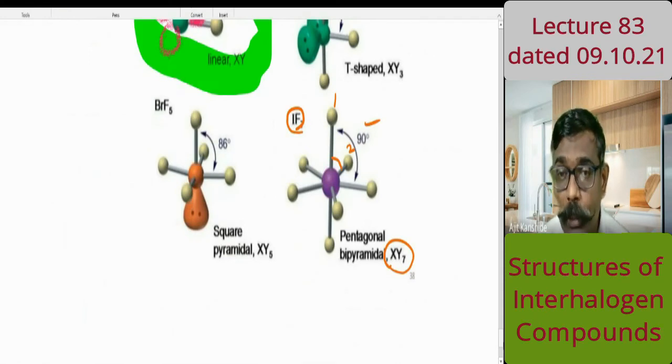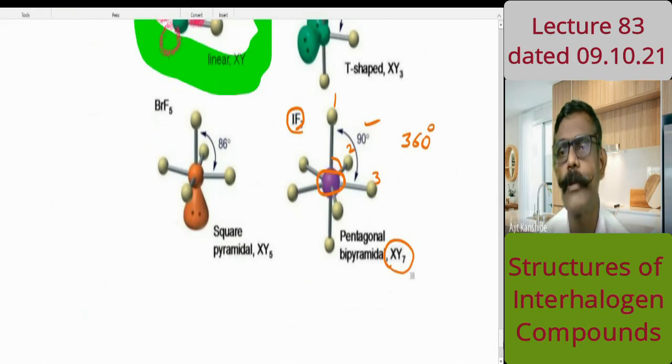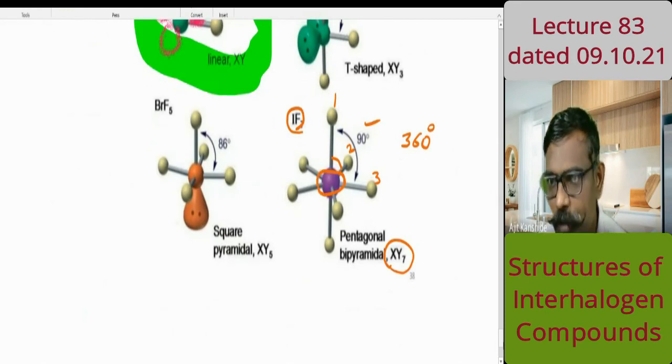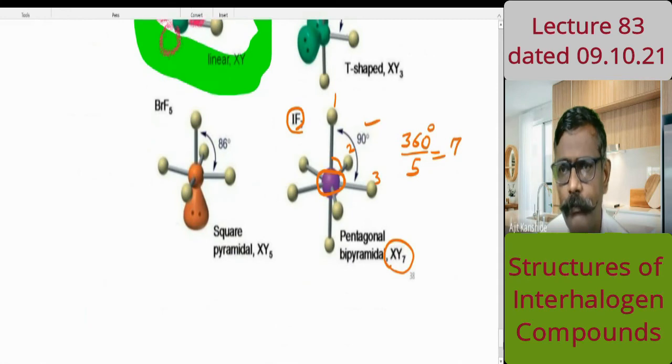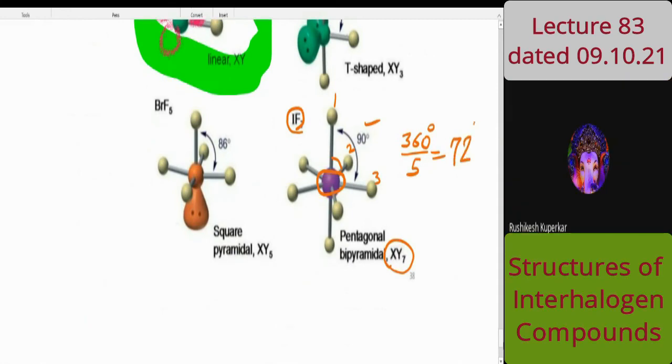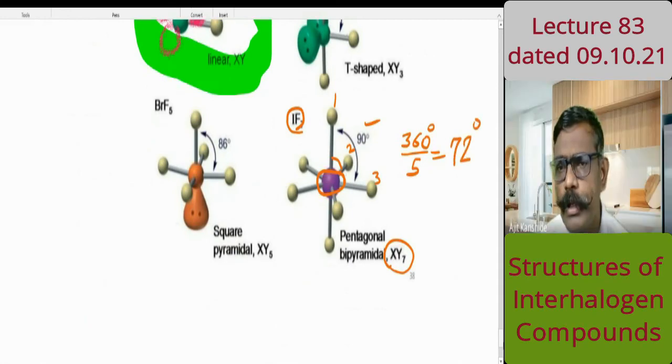But what will be the bond angle between position number 2 and position number 3? For that, what will you do? 360 degree is our circle. Position number 2, 3, 4, 5, 6, likewise will complete the circle. So 360 degree divided into how many parts? 5 parts, because the pentagon is there, no? So 360 divided by 5, what's the answer? 72 degree. So this bond angle is 72 degree.